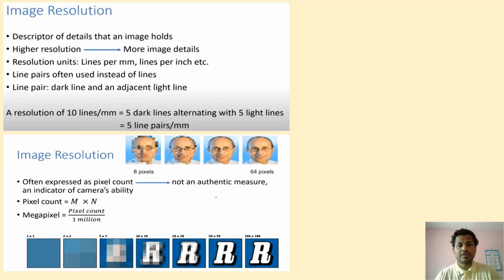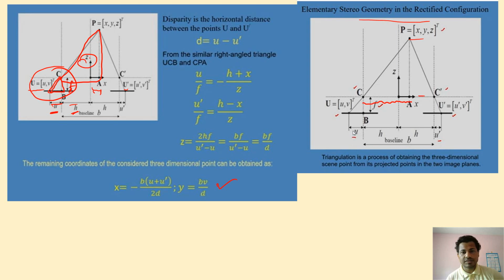Now if we move to the image resolution technique: the description of the details of an image. Higher resolution holds more image details. Resolution units are lines per meter, lines per inch, etc. So this is my disparity. This minus this is equal to D. Now U by F, what is U by F? U by F is equal to minus (H plus X) divided by Z.